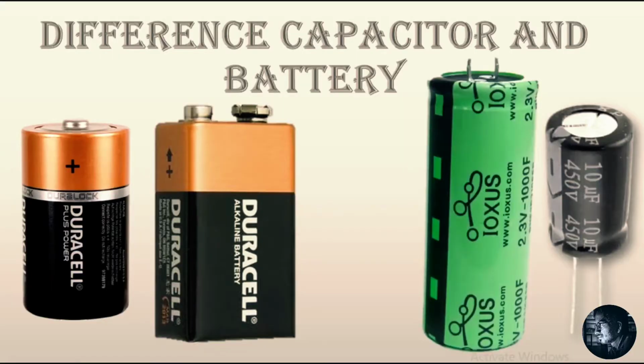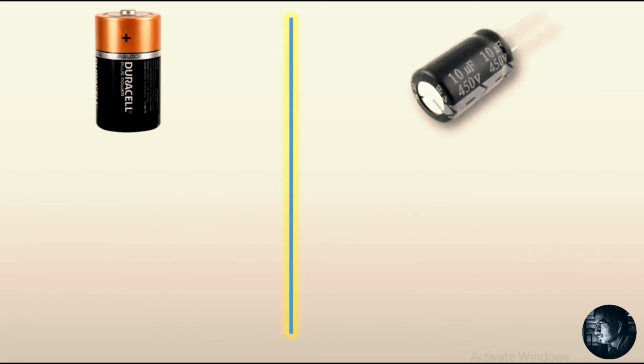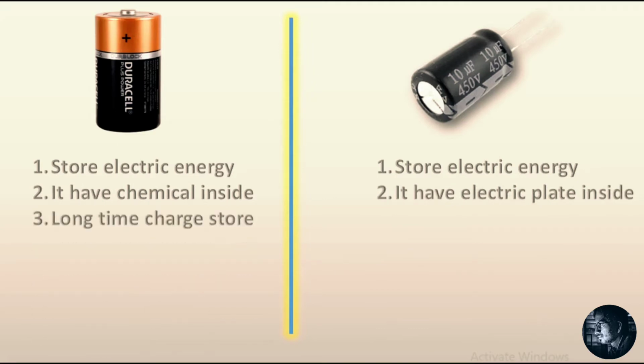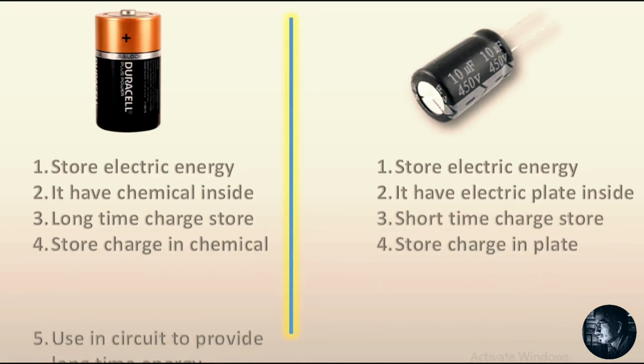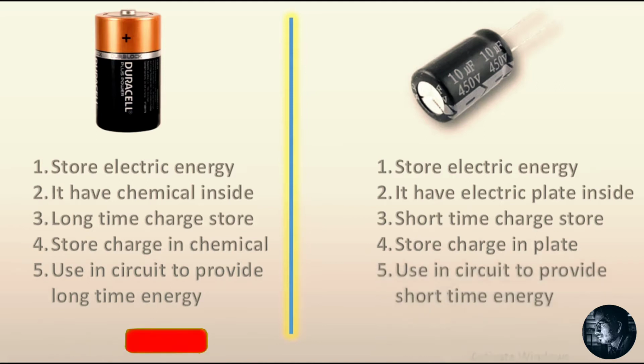Difference between the capacitor and battery. Both of them store electrical energy. Batteries store charge in chemical. Capacitors store charge in electrical plates inside. Batteries: long-time charge storage, used in circuits to provide long-term energy. Capacitors: short-time charge storage, used in circuits to provide short-term energy.